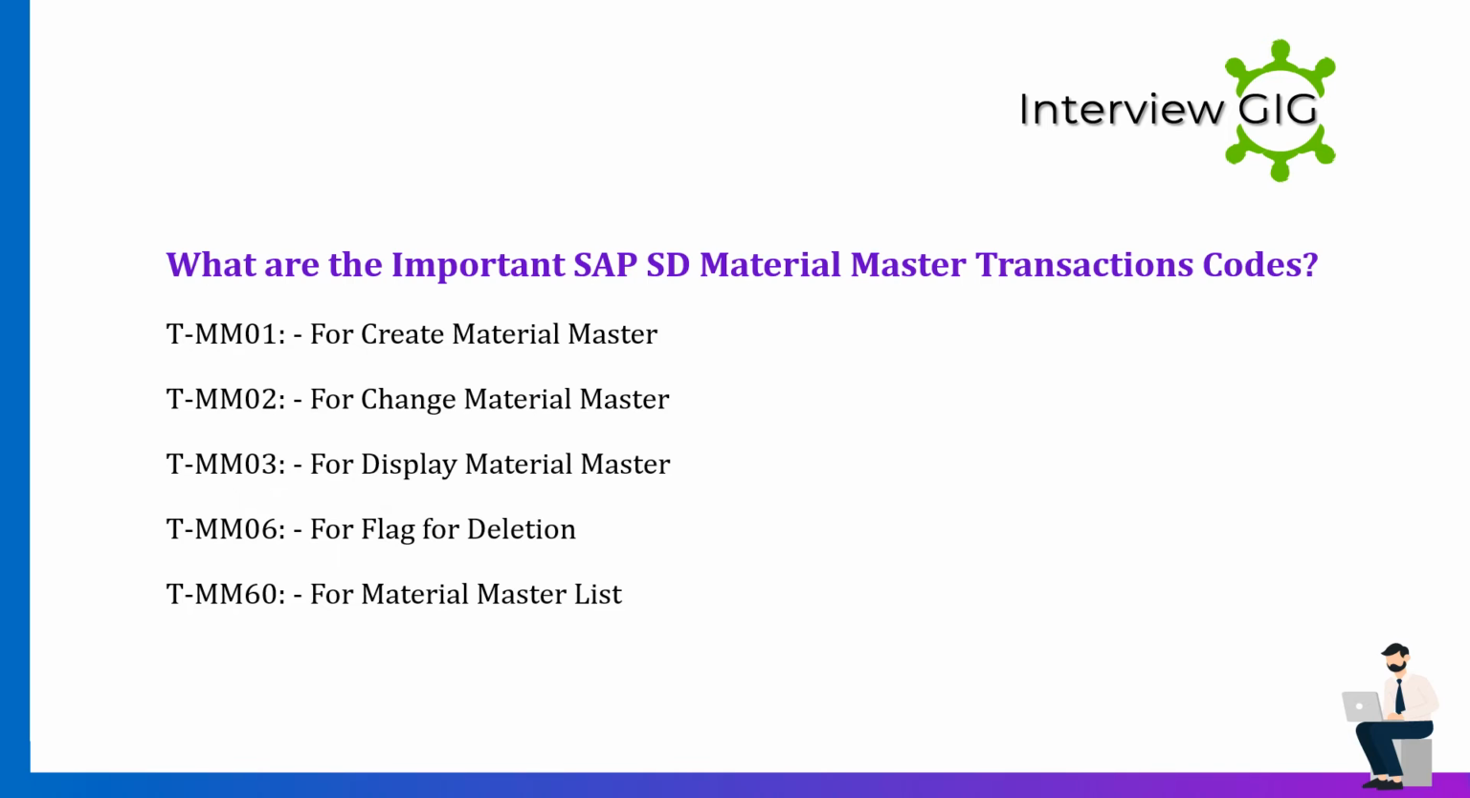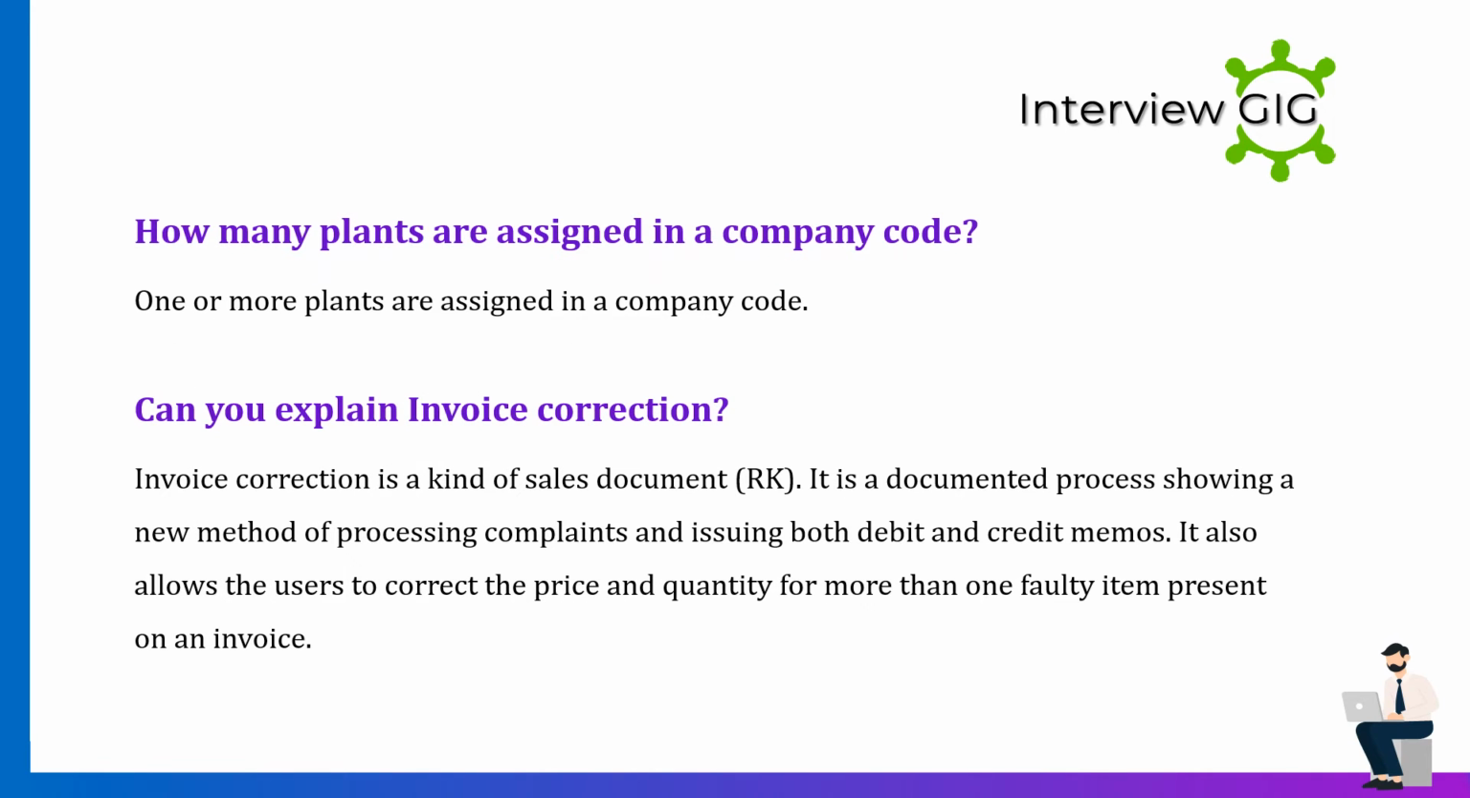What are the important SAP SD Material Master transaction codes? MM01 for Create Material Master, MM02 for Change Material Master, MM03 for Display Material Master, MM06 for Flag for Deletion, MM60 for Material Master List. How many plants are assigned in a company code? One or more plants are assigned in a company code.